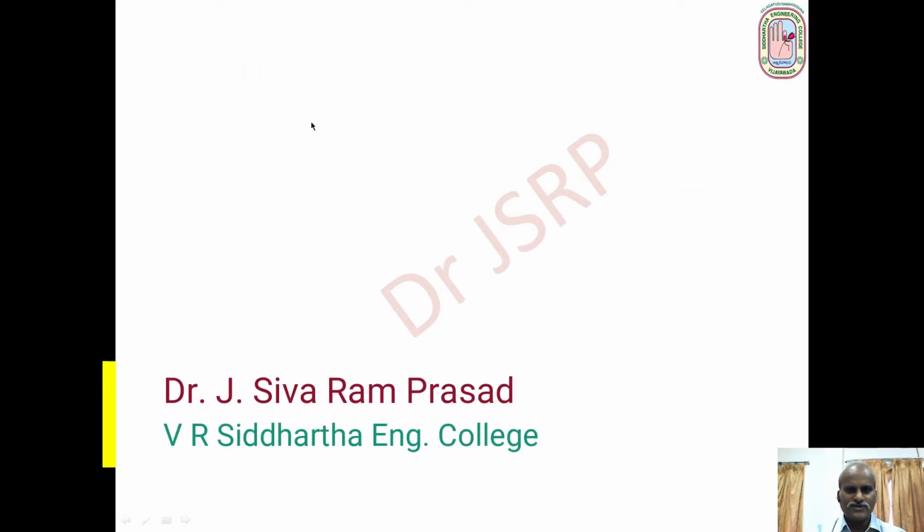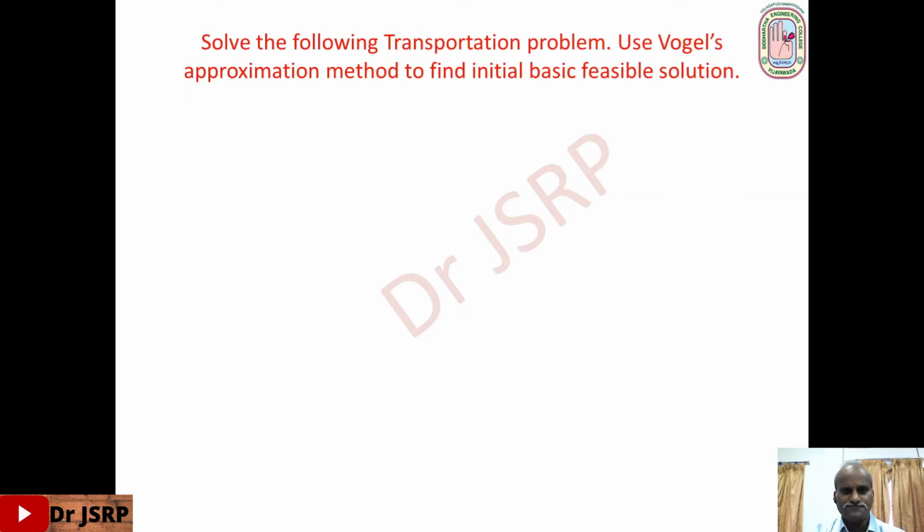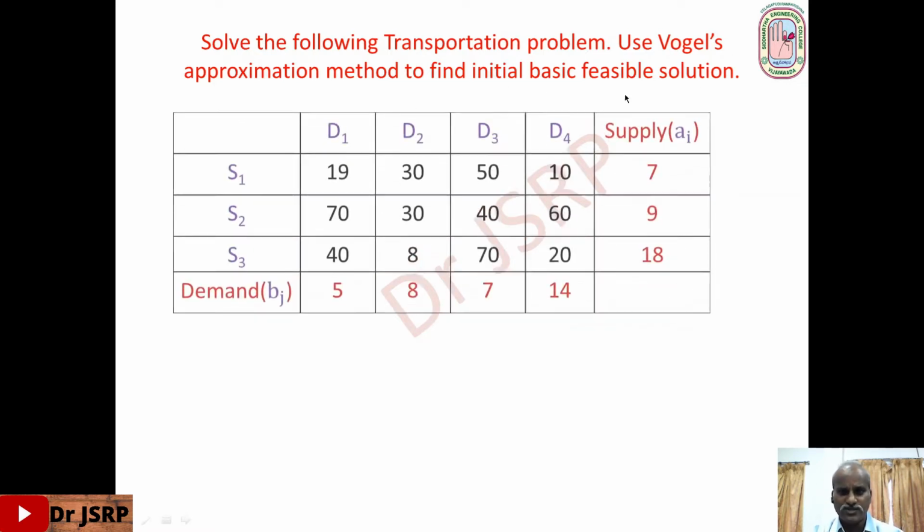In this lecture, I am going to explain how to solve a transportation problem. In that process, I explain Vogel's approximation method to find the initial basic feasible solution. So consider the example: solve the following transportation problem, using Vogel's approximation method to find the initial basic feasible solution.